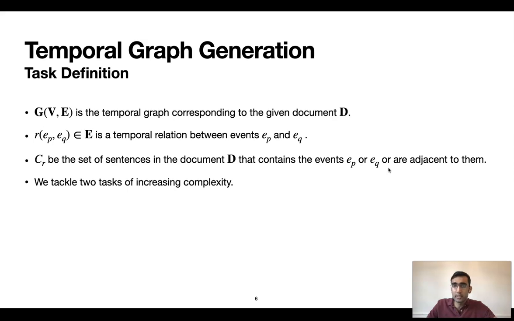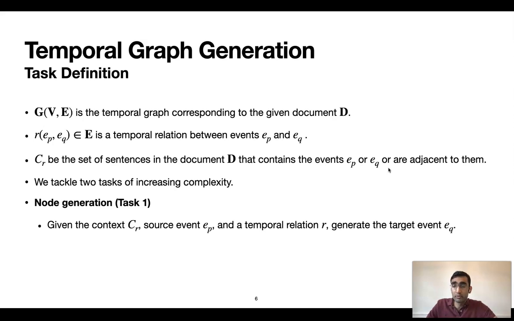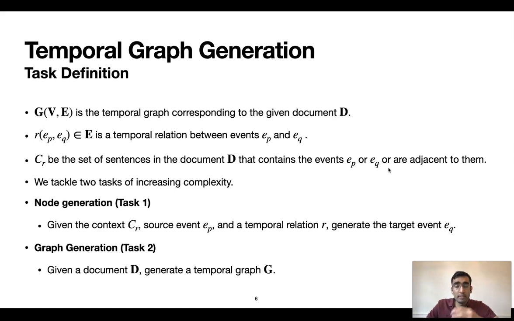And then we tackle two tasks of different complexity. The first task that we tackle is node generation. So we are given the context CR, a source event EP, a temporal relation, and we want to generate the target event EQ. The second task is the more direct task of graph generation. So we are given a document D and we want to extract the entire temporal graph.